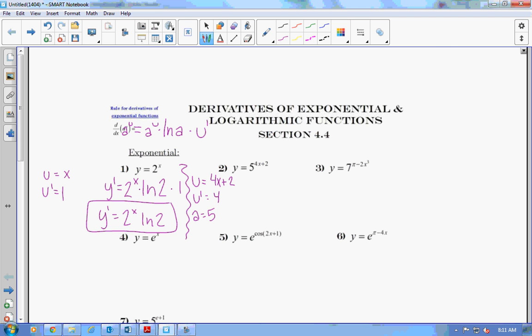A was 5. Okay, so now we can do y prime equals the original 5 raised to the 4x plus 2 times, what comes next? Yep, natural log of 5, the base, 5, times u prime, which is 4. And you can leave it like that. Sometimes multiplying after the natural log, we don't want to confuse that. It's actually within the natural log. So you can bring the 4 in front, times 5 to the 4x plus 2 times the natural log of 5.